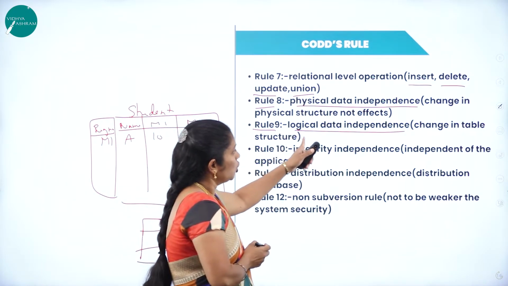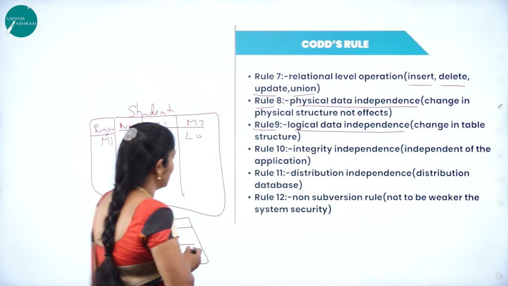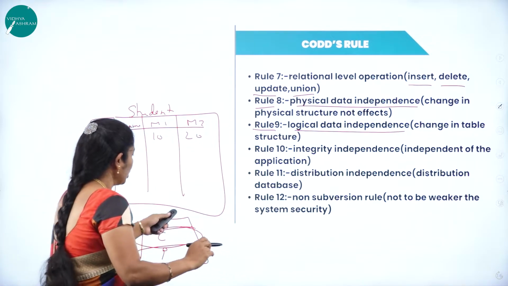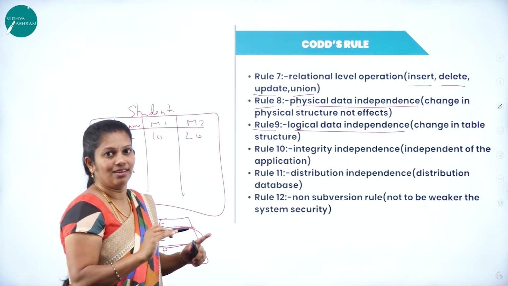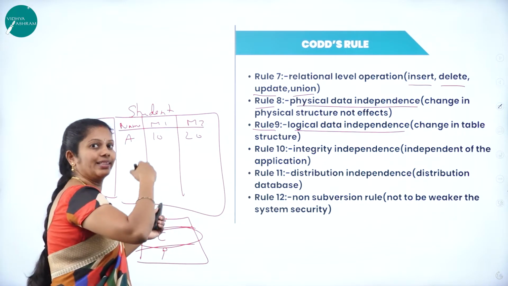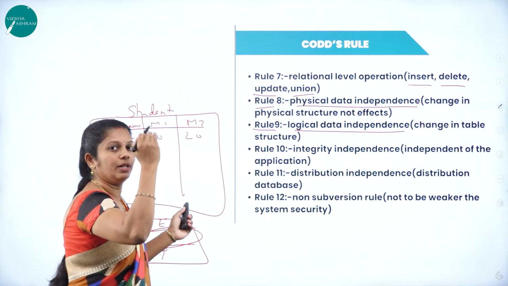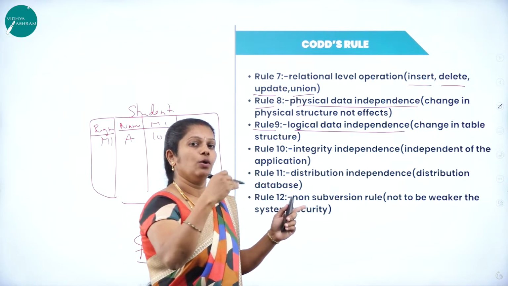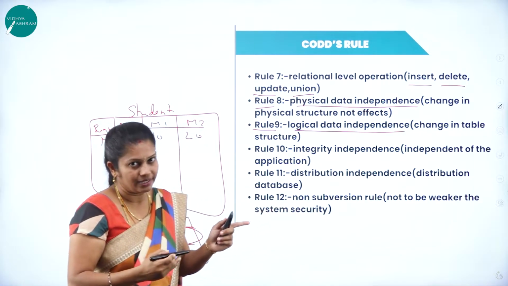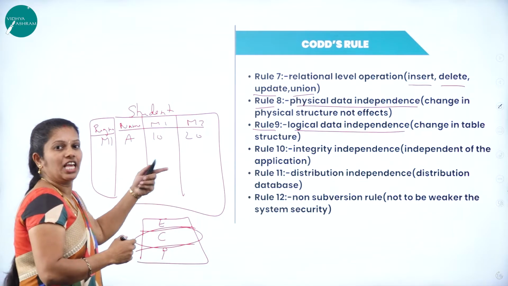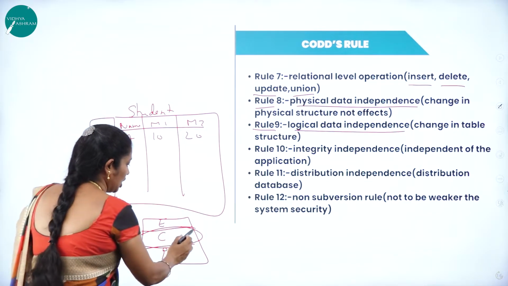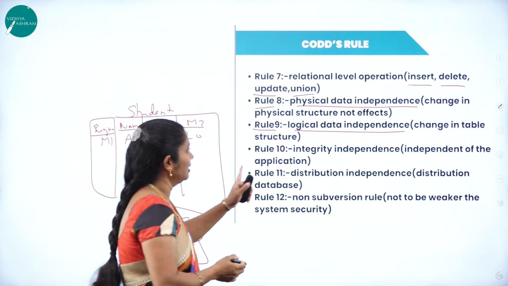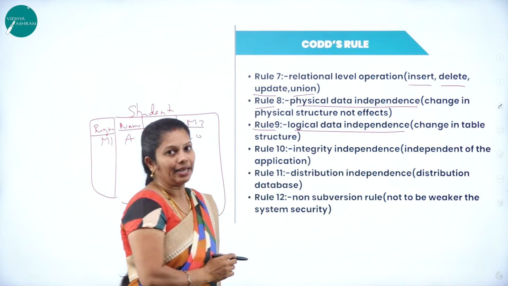Logical data independence means changing the structure, especially at the conceptual level, without affecting the external level. In the external level, the users can see the data the way they want. For example, if they want to see the data in table format, they can see it in table format. If they want graph format, they can see it in graph format. If they want paragraph format, they can see it in paragraph format. Changing the conceptual level, that is the logical level, without affecting the external level is logical data independence.